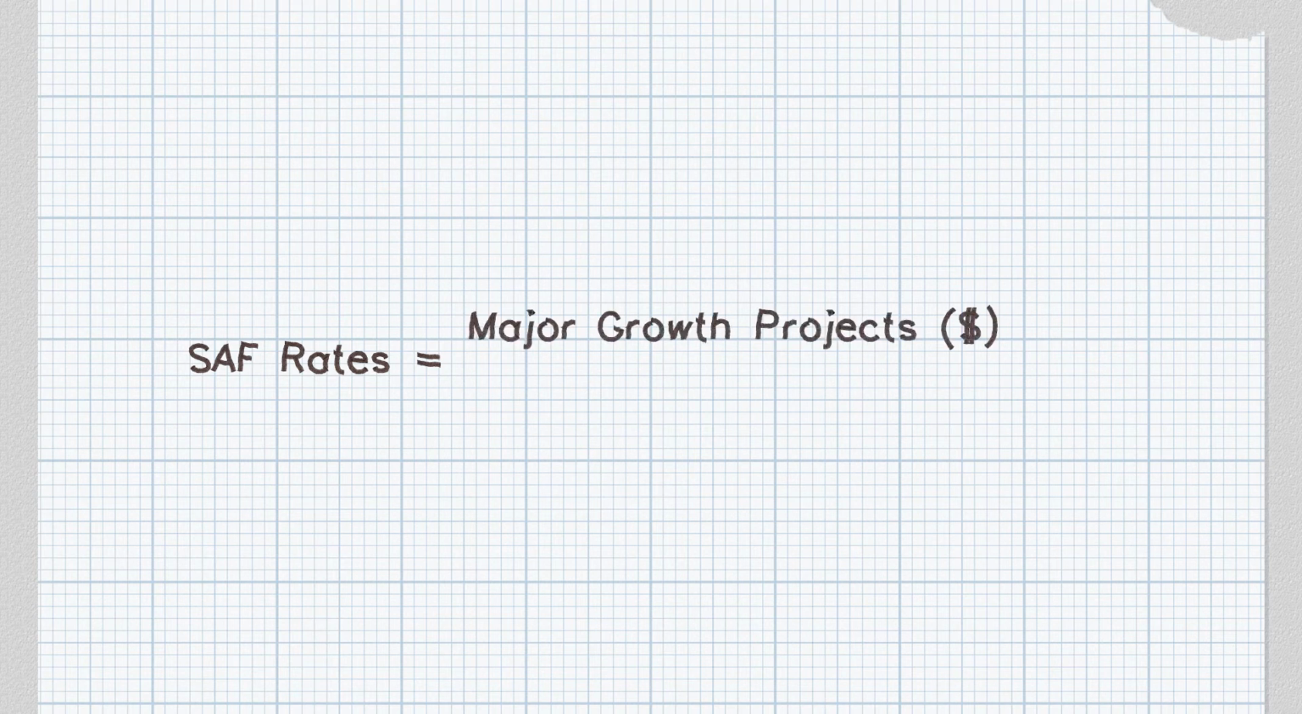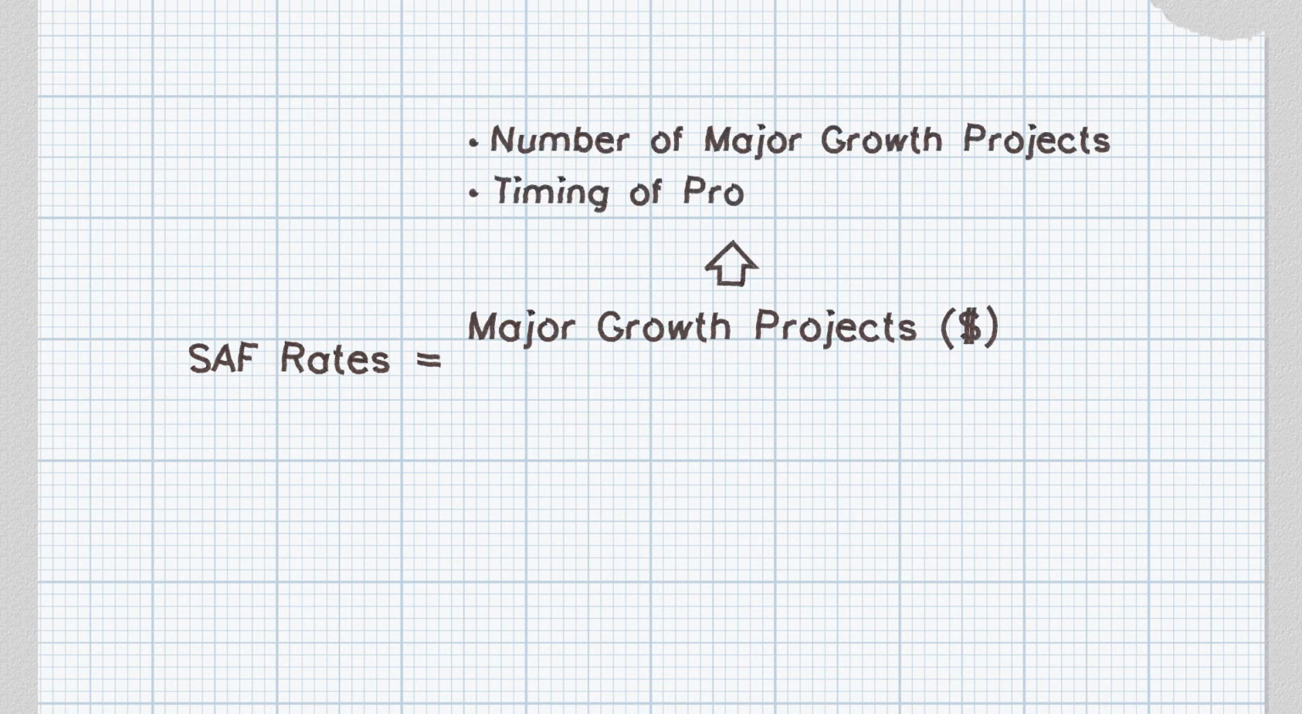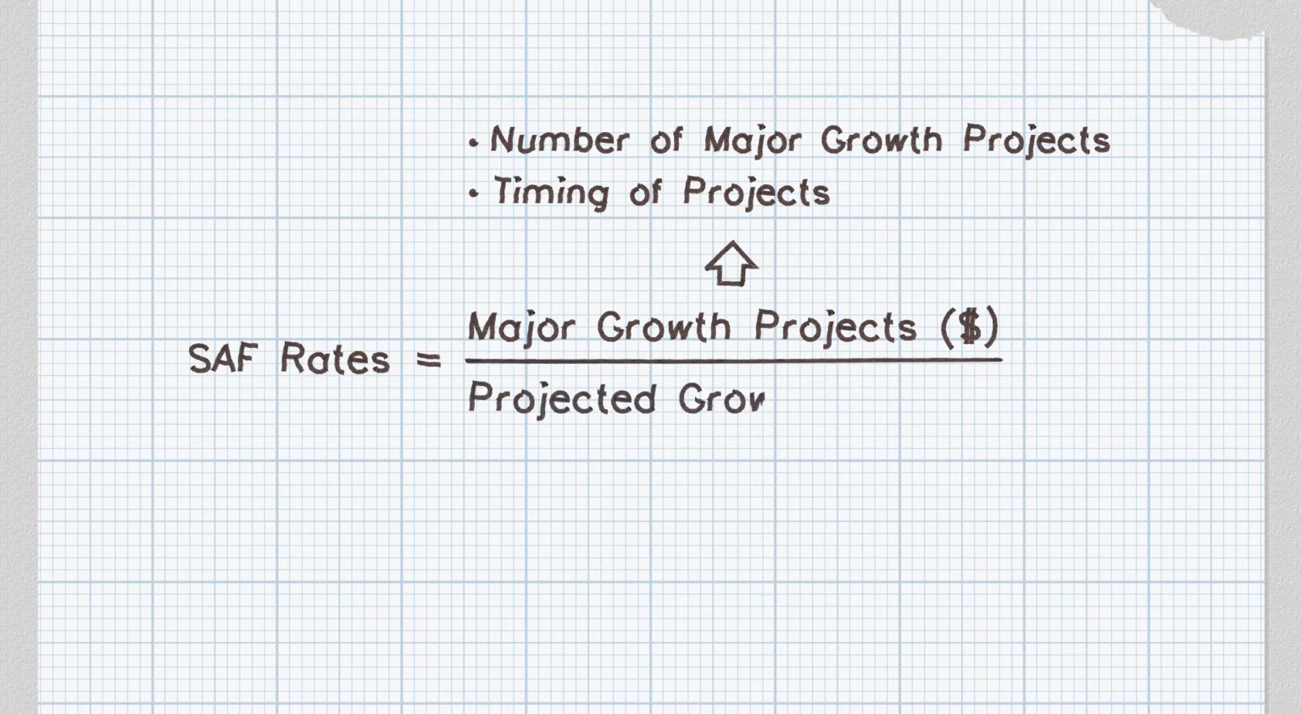The main focus of servicing agreement fee calculations is recovering the appropriate amount of money from those who are growing the city. In simple terms, the rate is calculated as follows. The total dollar value of major growth projects, which is made up of the number of major growth projects and timing of projects, and other factors. This is then divided by the projected growth that requires the projects. The projected growth is based on the population projections outlined in Design Regina.